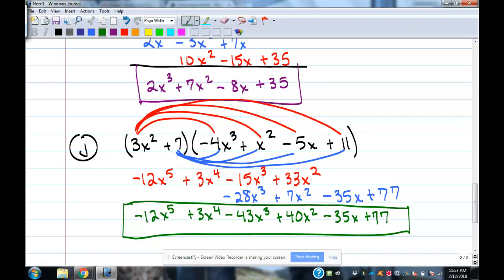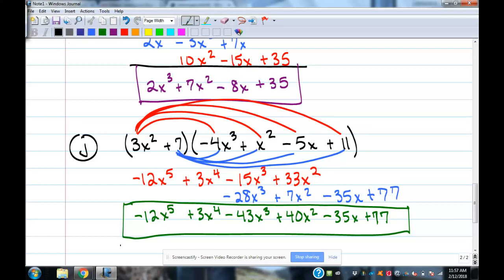What would we classify that answer as? Just a polynomial. It's more than 3 terms. Anything more than 3 terms, we're just going to call it a polynomial. 3 terms is the highest that we give a special name. What's the degree of that? 5. Biggest exponent on x.